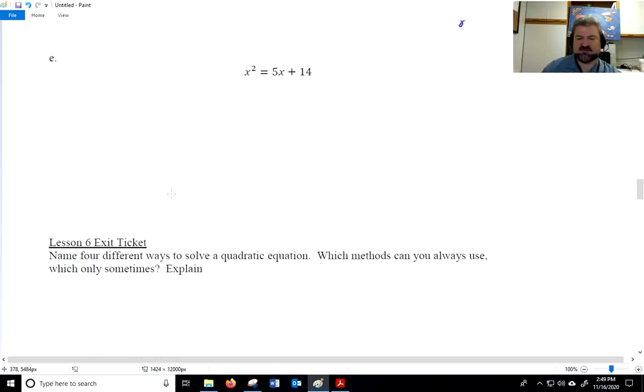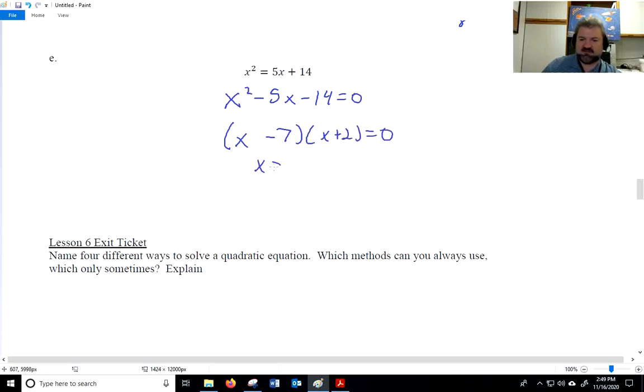All right, let's take a look at this last one. We have x squared equals 5x plus 14. We're going to set it equal to 0. And this one is factorable as well. I can factor it as x minus 7 and x plus 2. So we have x equals 7 and negative 2.